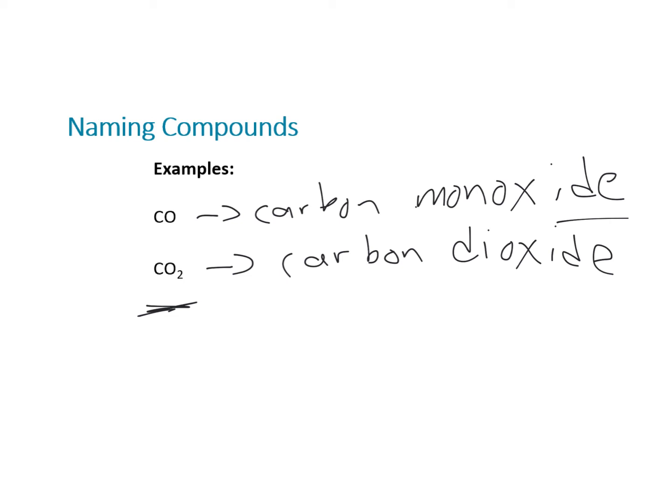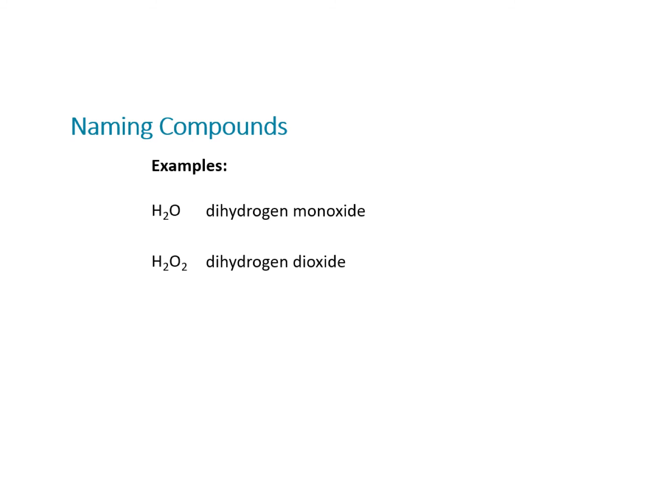And so the point is that both of these have carbon and oxygen in them, but because they're different structures, different chemical compounds, they have very different physical and chemical properties. Now here's a couple. We've seen this one before, H2O. The actual name for that would be dihydrogen, because there's two H's, monoxide, because there's one O.